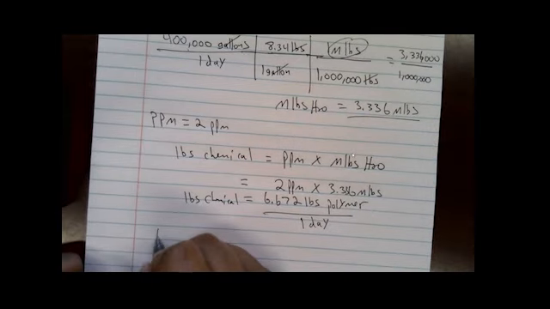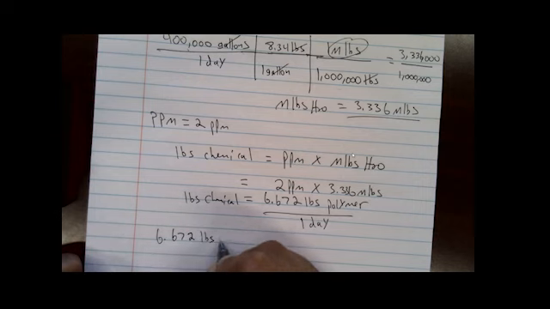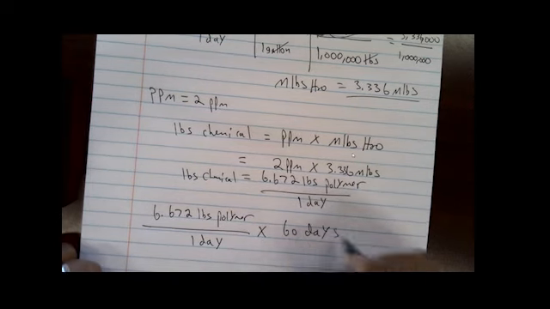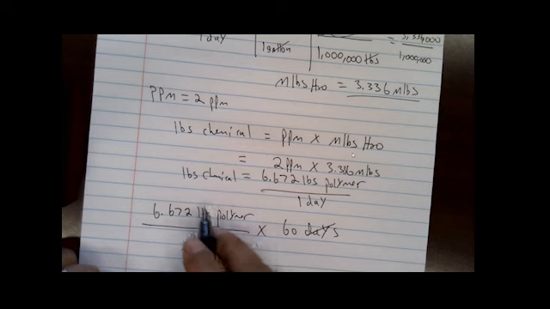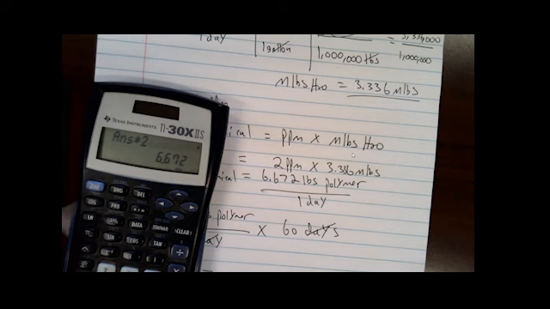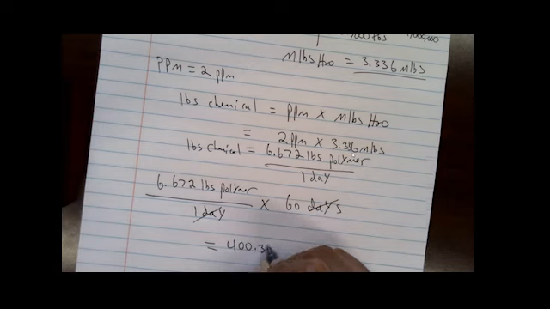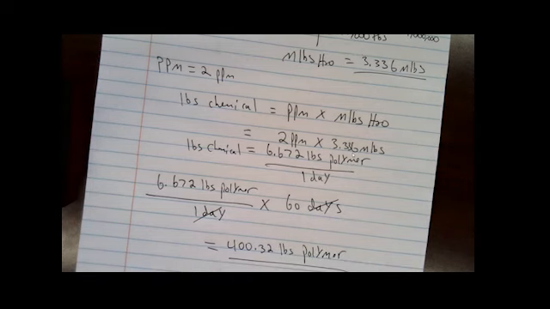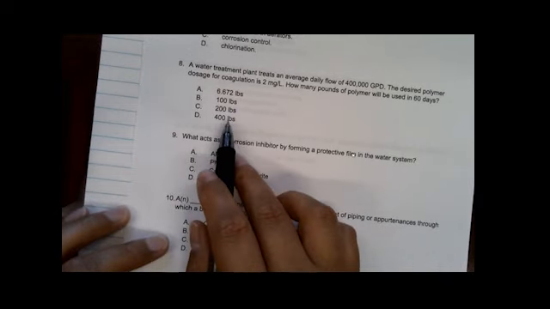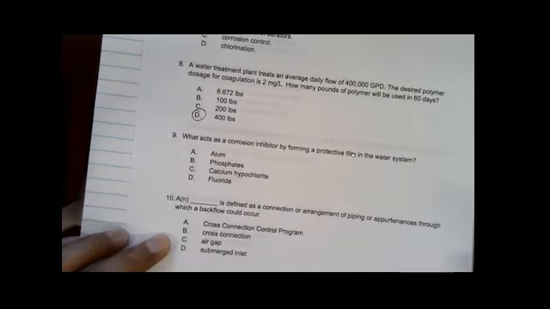So we know that here, 6.672, okay, and that's pounds of polymer per 1 day, right? We want to find that for 60 days, right? Days cancel out, and we're left with pounds of polymer for that 60-day period, right? So 6.672 multiplied by 60, we get 400.32 pounds of polymer within those 60 days, right? That is our total amount. So if we look at the question, we know that our answer is D, 400 pounds, right?